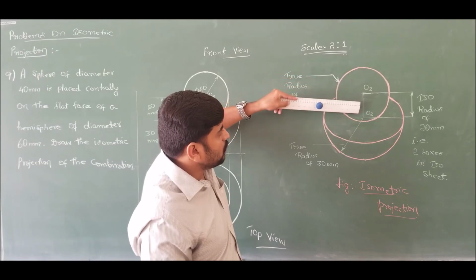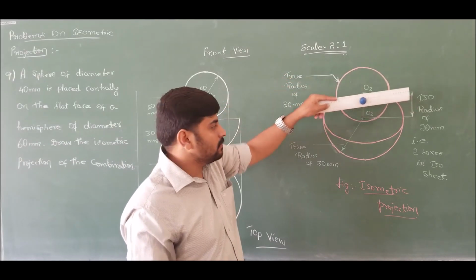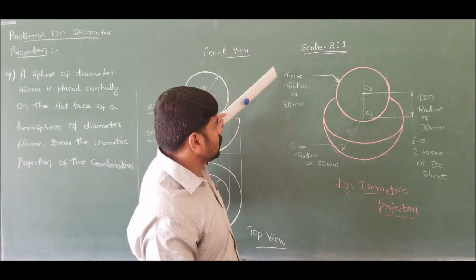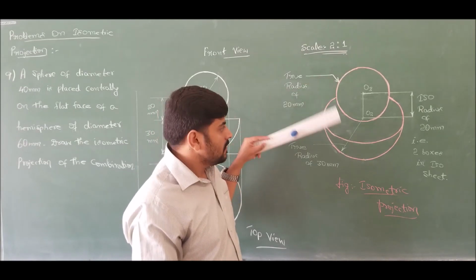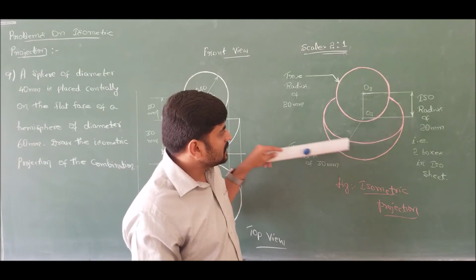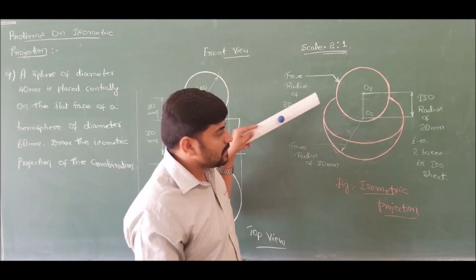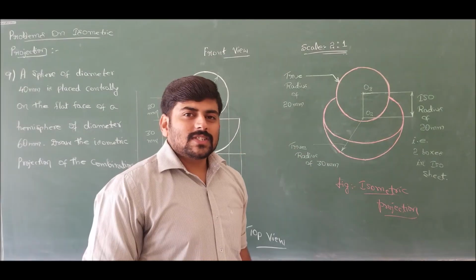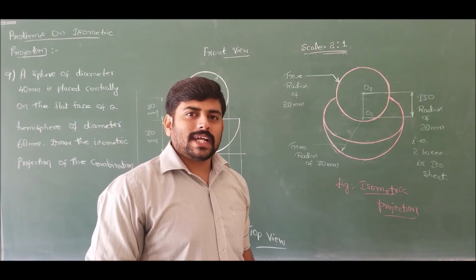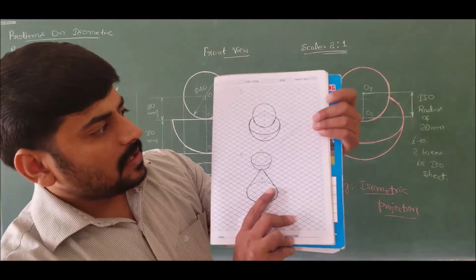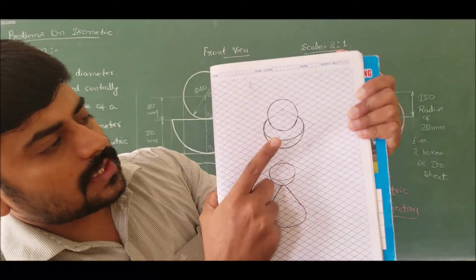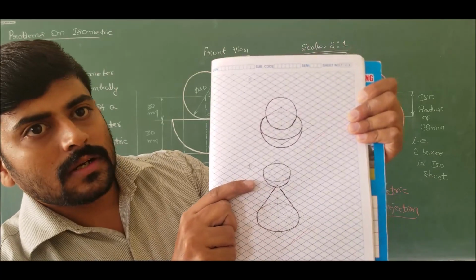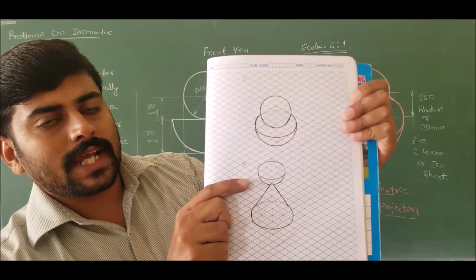From center O3 to O2 we have an isoradius of 20 mm, but the projection is of true radius of 20 millimeters. Whereas the radius of this hemisphere where we have drawn the semicircle is also of true radius of 30 millimeters. If I solve the same problem in an isometric sheet, the diagram will look like this. So this is the isometric projection of the given problem in an isometric sheet.